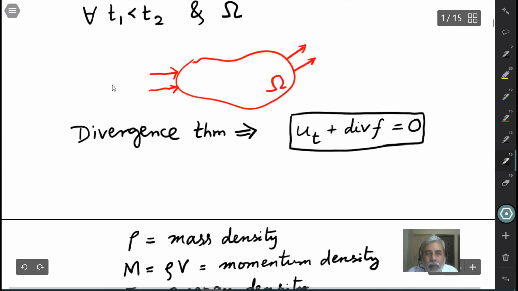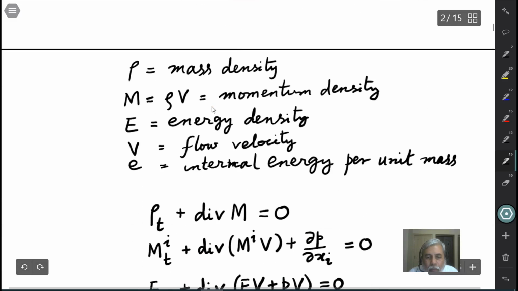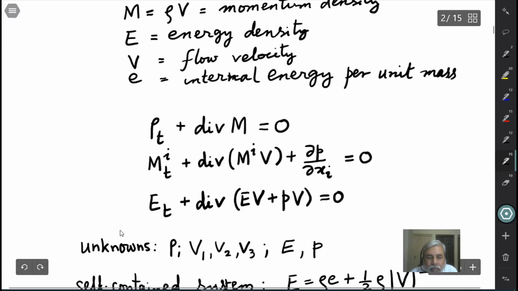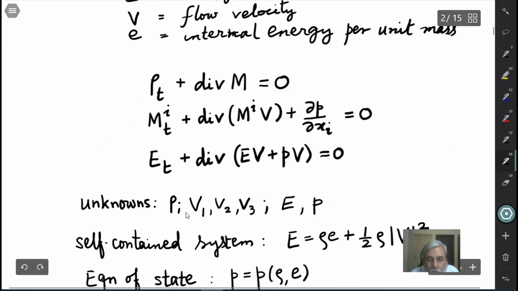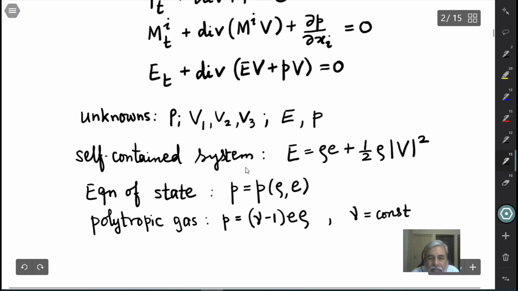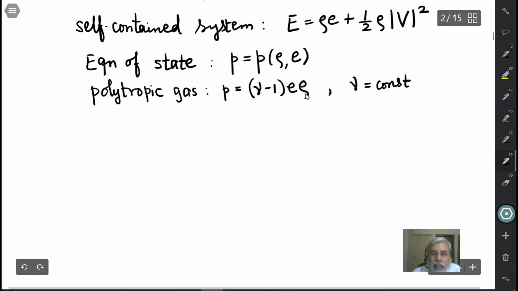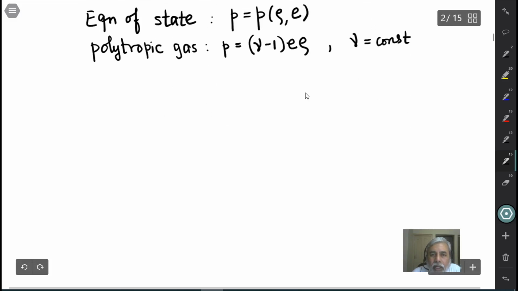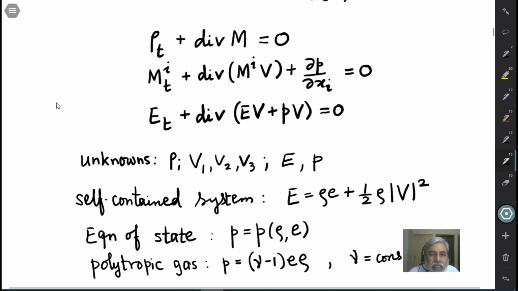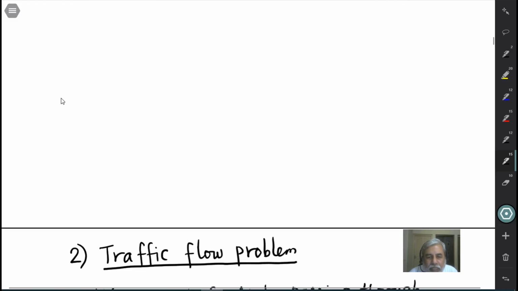Using this conservation principle, we derive this system of equations. Of course there are six unknowns, but only five equations, and to make it a self-contained system, many assumptions are made in the context of fluid dynamics. One usually gets the system of Euler equations. You should go through some good book on fluid dynamics, which in fact gives you lots of models for conservation laws. That is the main source.